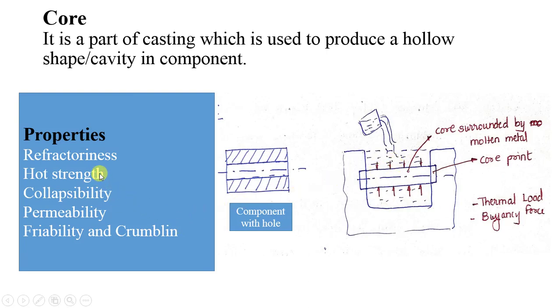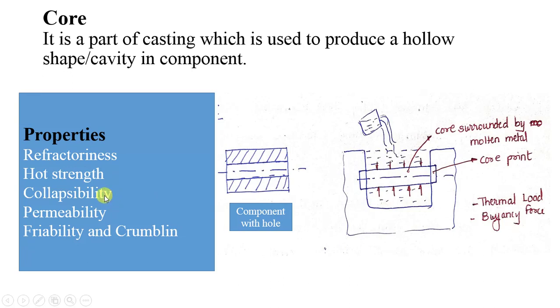Another is hot strength. Higher hot strength is required, as it is surrounded again from all sides by molten metal. You should have higher hot strength. If it has less hot strength, then a crack will be generated in this core.